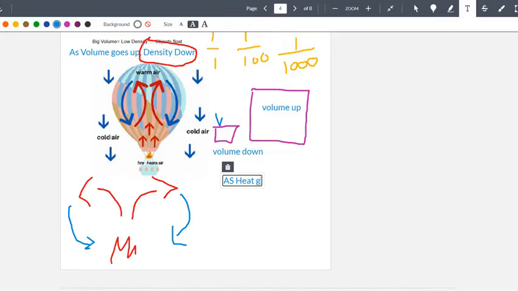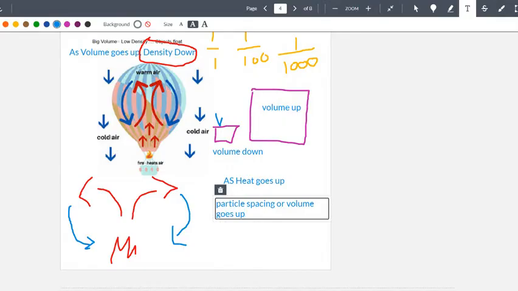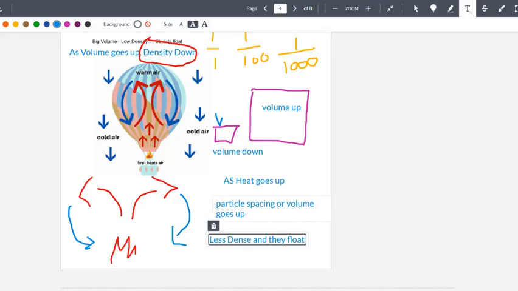As heat goes up, particle spacing or volume goes up. If particle spacing or volume goes up, objects become less dense and they float. That is how hot air balloons work. That is the whole concept of density.